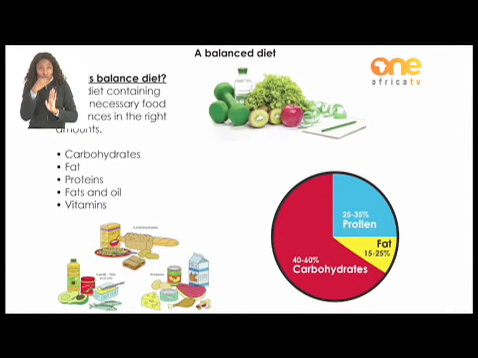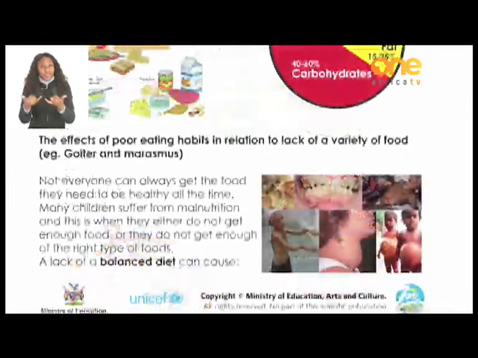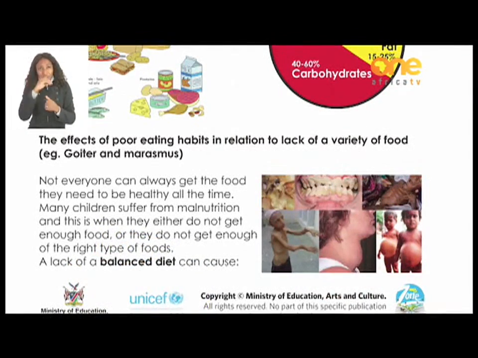Boys and girls, let's continue. Next, we look at the effects of poor eating habits in relation to lack of variety of food, for example, goiter and marasmus. So what happens when you don't eat a balanced diet? That's what we mean by saying the effects of poor eating habits.